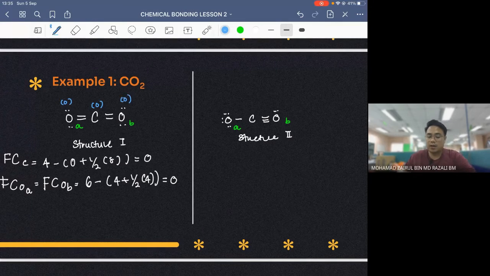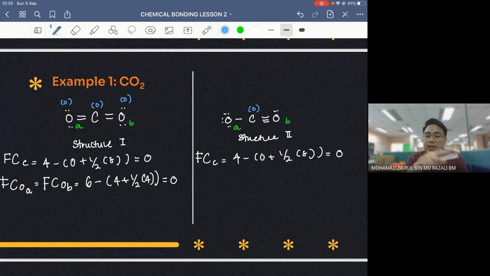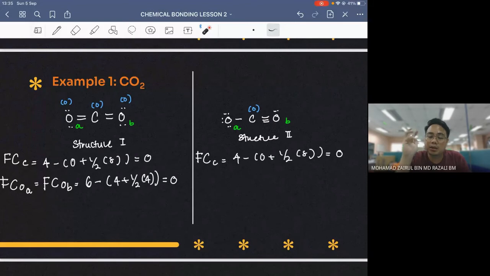Okay, so dah awak calculate ni, kita calculate yang structure tu pula. Okay, kita tulis structure tu. Formal charge carbon 4 minus 0, half of 8 equals 0, so this one is equal to 0. Formal charge A and B for structure 2 dia tak sama. Sebab apa? Sebab bonding dia berbeza. Oxygen A hanya ada single bond, while oxygen B we have triple bond. So bonding tak sama, that means the formal charge will be different. So kita kena calculate secara separate.